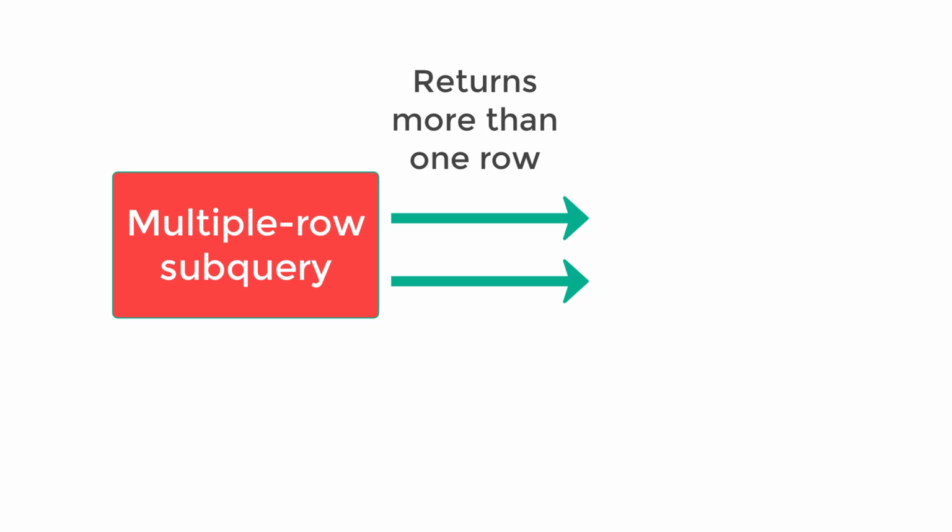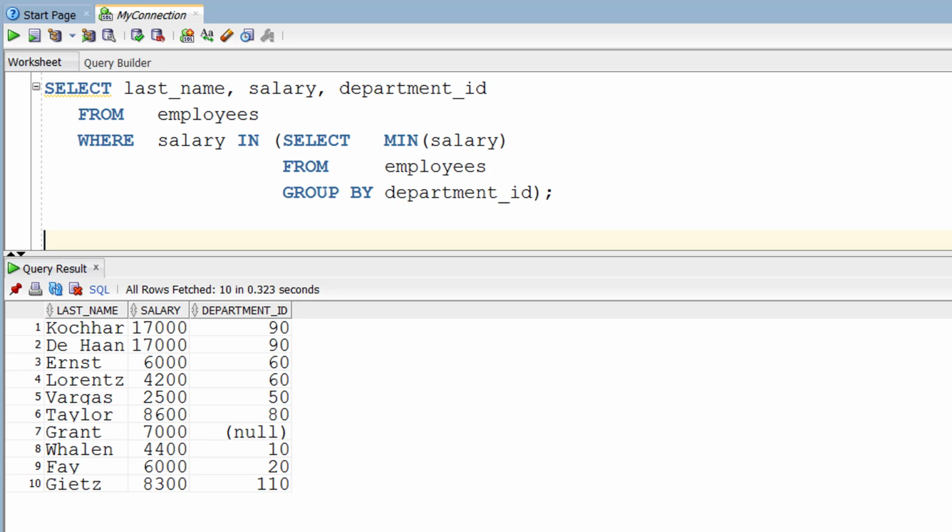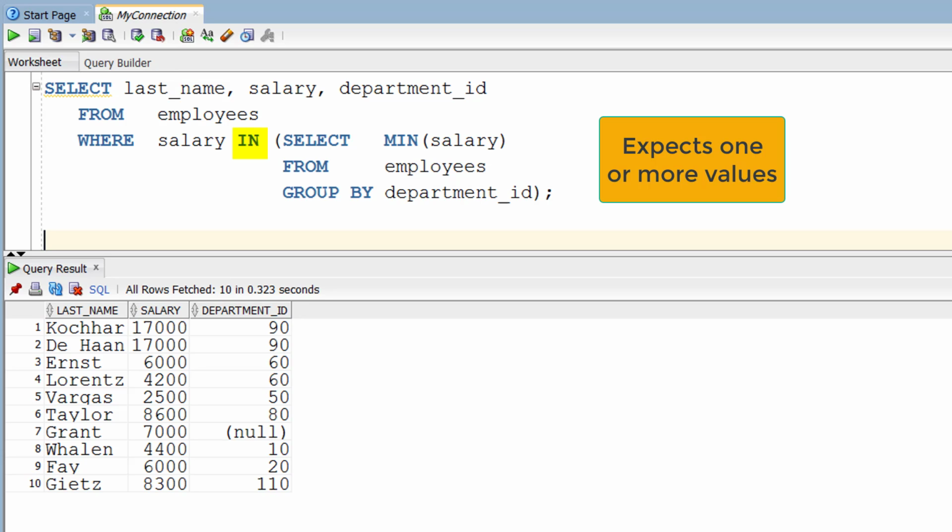Subqueries that return more than one row are called multiple row subqueries. You use a multiple row operator instead of a single row operator with a multiple row subquery. The SQL statement for the scenario can be written as shown. Here, the multiple row operator IN expects one or more values.